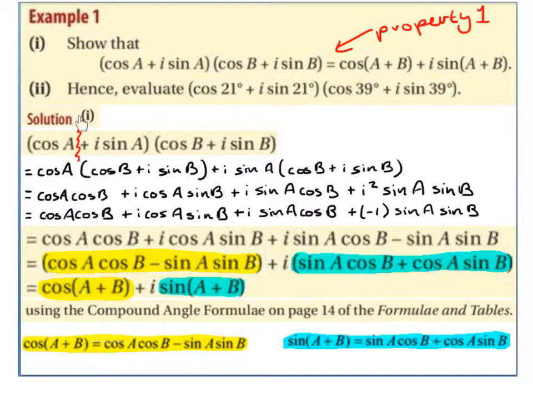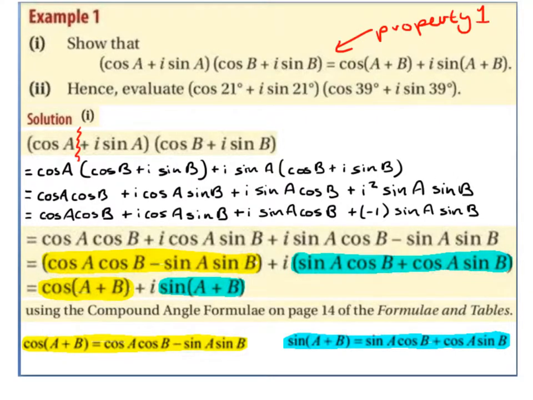So we're going to crack open the first egg, or the first set of brackets, bring down the cos A, stick on the second egg, which is cos B plus i sine B. Then bring down the i sine A, and again stick on the second egg, which is cos B plus i sine B. Cos A times cos B is cos A cos B. Cos A times i sine B is i cos A sine B. i sine A times cos B is i sine A cos B. And i sine A times i sine B is i squared sine A sine B.